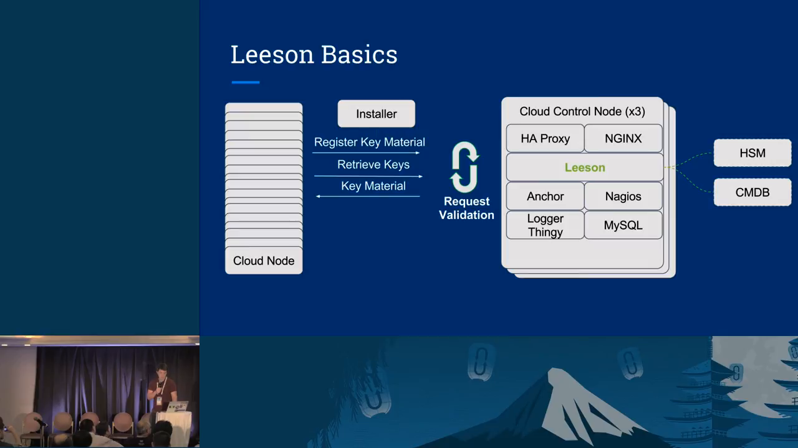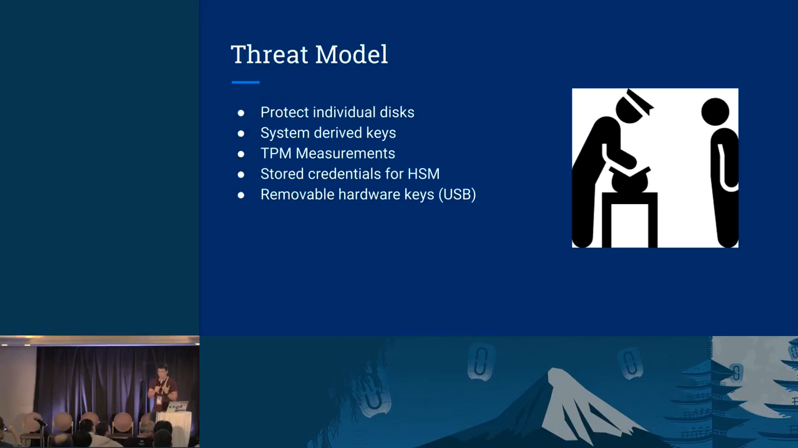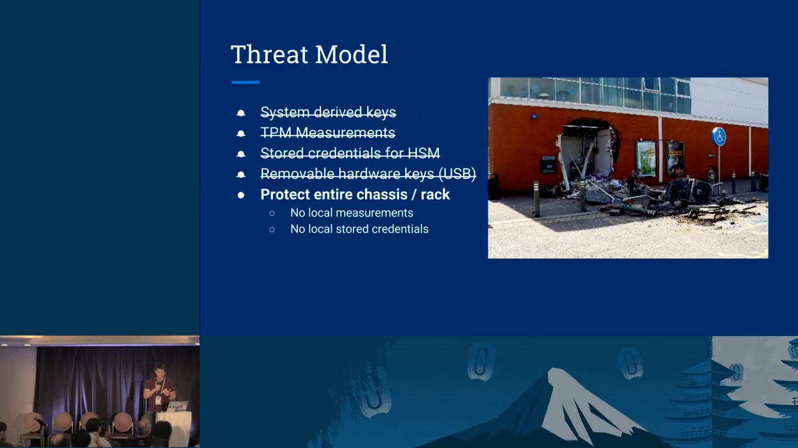I mentioned the threat model and why we can't necessarily trust things. Most disk encryption schemas work by protecting the individual disk. It's fine to do system measurements or use TPMs to derive encryption keys from system properties if the only thing you're trying to protect against is somebody stealing a disk, or a disk going missing through RMA or something like that. Unfortunately, sometimes things go very wrong.